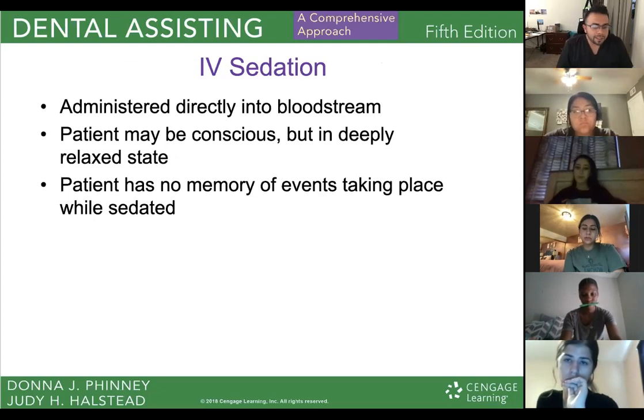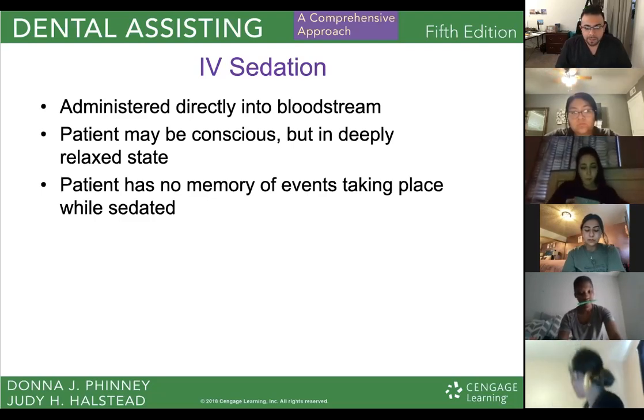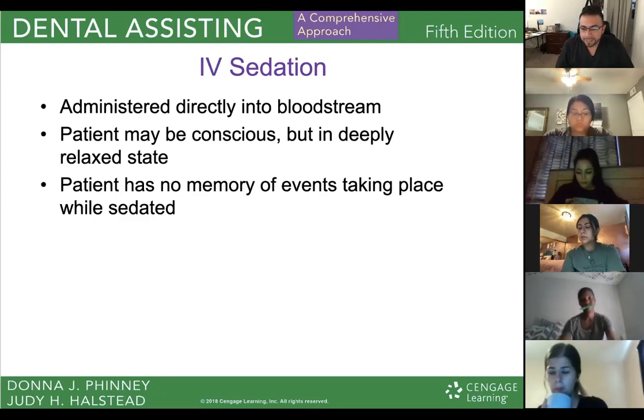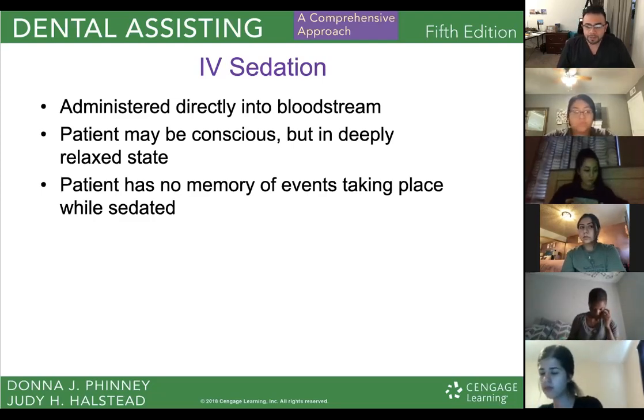With IV sedation, anesthetics are administered directly into the bloodstream and remain in place throughout the procedure. The patient may remain conscious but is in a deeply relaxed state, and the patient often has no recollection of the events that took place while under anesthetic. This form of sedation keeps patients relaxed, comfortable, and pain-free.